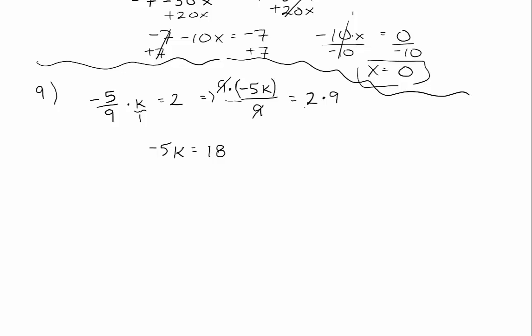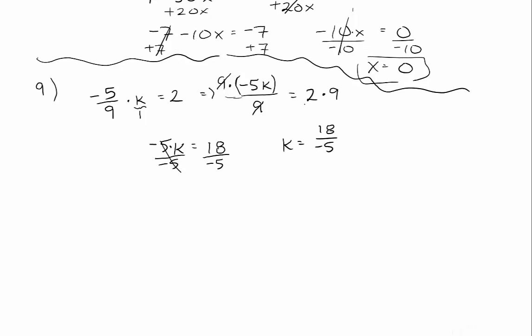And then the last thing that I do, I have a negative 5 times k. Just like I said in the previous problem, I want to divide by negative 5, not just 5, negative 5. I'm going to divide this by negative 5, and negative 5 divided by negative 5 is 1. And so I have k equals 18 over negative 5.